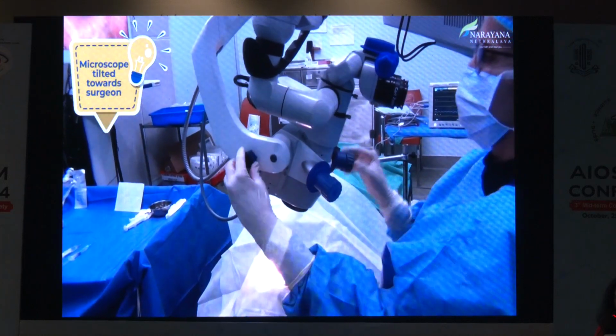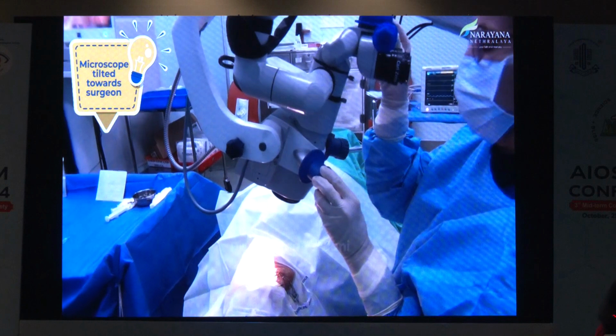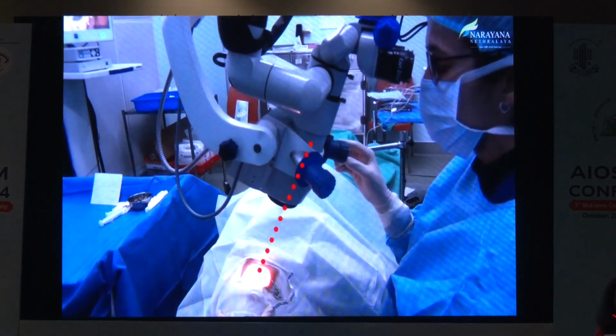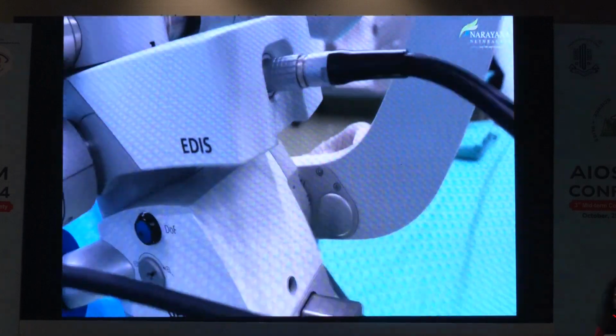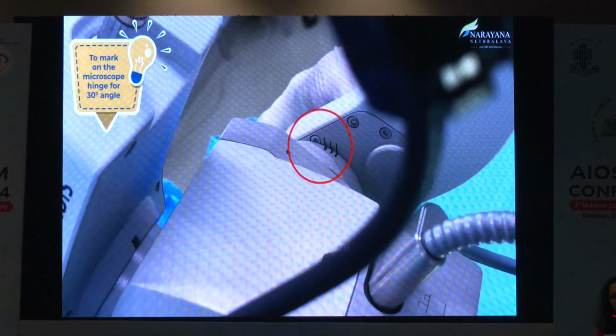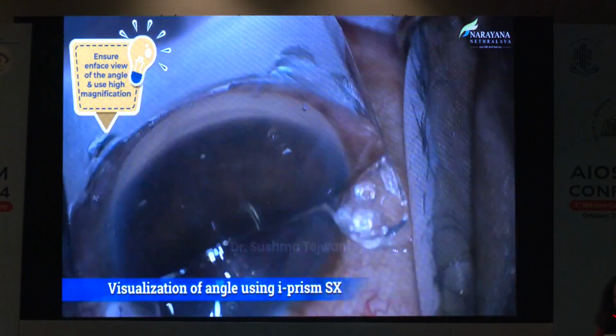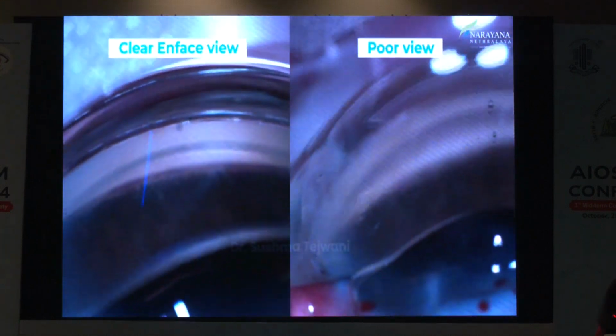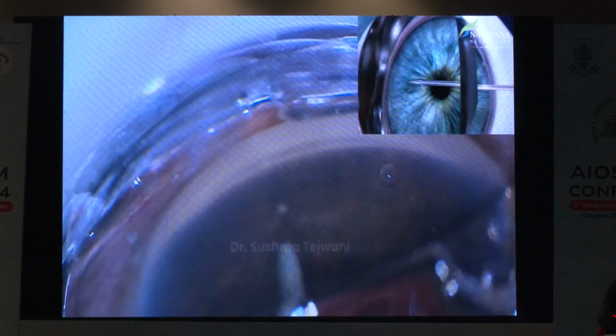The idea is that your eyes, oculars and the patient's angle have to be in one line so that you can visualize the angle. So once you've shifted to that position, you can even mark on the microscope if you're not sure how much. So this is the eye prism SX, so I'm going to focus on the angle. So you can see this is the clear and fast view of the angle.